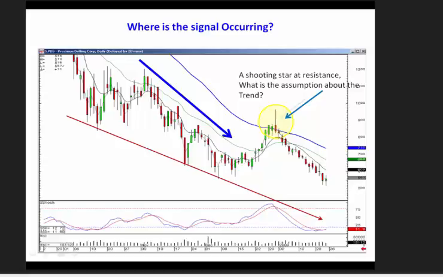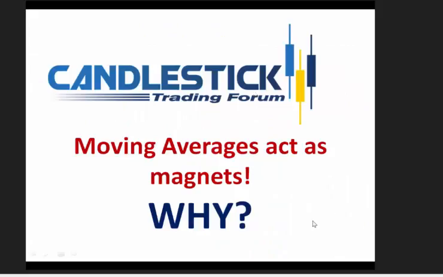If they confirm the next day, meaning continue selling, you close out the position, not only close out any long position, but you can start going short, because what did that tell us about our trend? We're still in a downtrend. So the moving averages act like magnets.